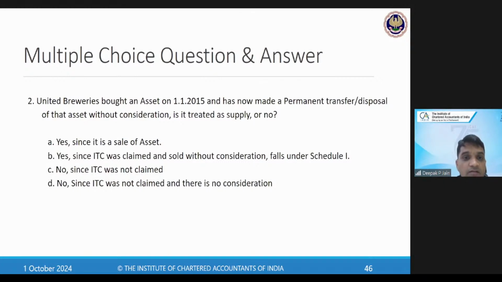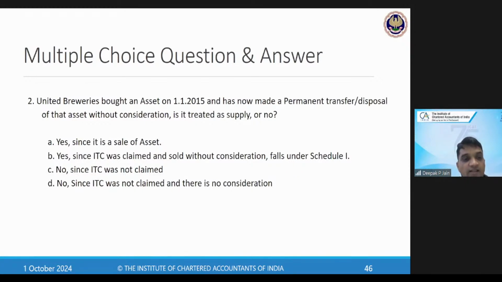But GST is payable on a supply without consideration only when I have claimed the input tax credit. In this case, have you claimed the input tax credit? Somebody is saying, I don't know. The question is not giving full details, but actually the question is giving full details. When did GST come into place? On 1st July 2017. This was purchased on 1st January 2015. So can you claim GST credit before GST came in? You cannot. So in this case, GST credit is not claimed. So that's why when you're making an outward supply, you don't have to pay GST, since ITC was not claimed at the time of purchase and there is no consideration.